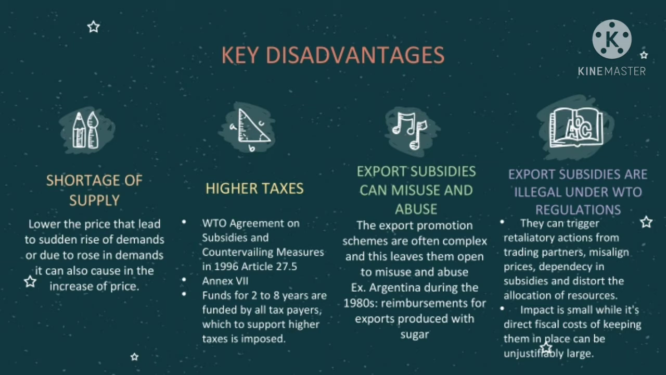Disadvantages of export subsidies. Number 1, shortage of supply. One of the advantages of export subsidies is to increase the supply, but increasing the supply can result in lowering the prices. Lowering the prices can lead to a sudden rise in demand that can cause shortage. Shortage plus rise in demand can cause an increase in prices.